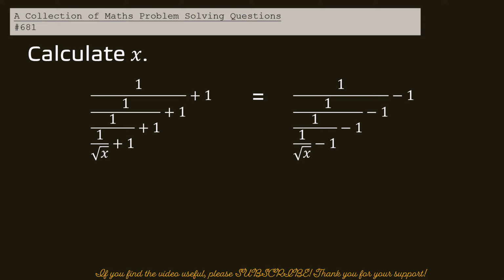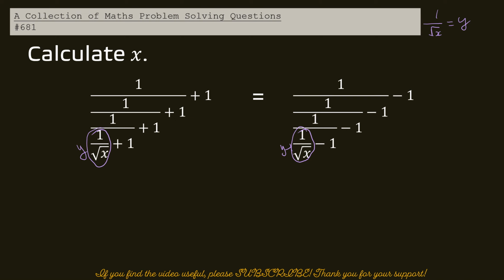So for this question, we need to calculate x. It's a continued fraction. So what we can do is make a little substitution: 1 out of root x, I'm going to assume it's equal to y. Then this term here would be y plus 1, and this would be y minus 1.